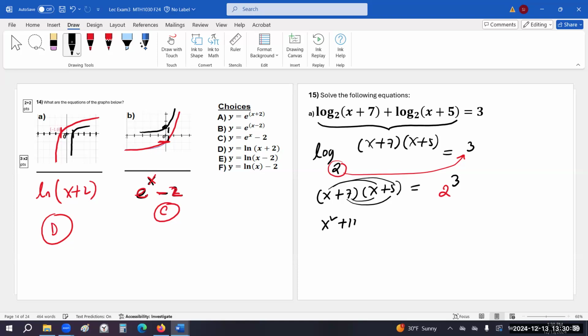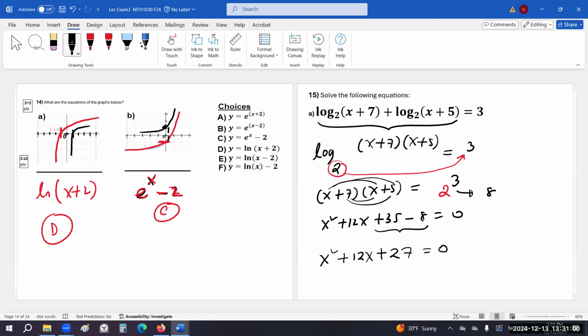So we get x squared plus 12x plus 35. And from here we get 8. So we subtract 8 from both sides. We get 0 on the other side. Combining them, we get 27. So we have x squared plus 12x plus 27 equals 0.